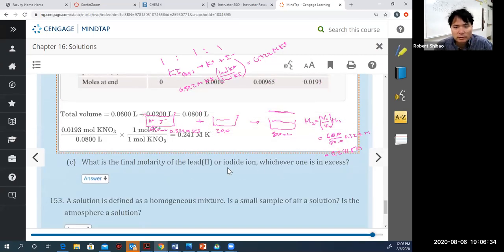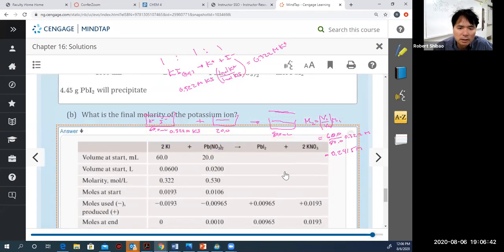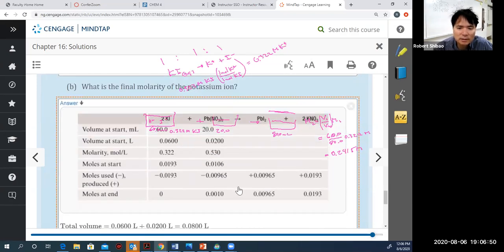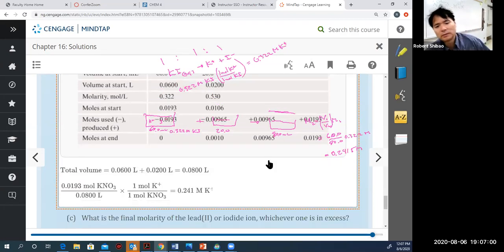What is the final molarity of lead 2 or iodide ion, whichever one is in excess? Which one came out in excess? The KI was the limiting reagent. The lead 2 nitrate was the excess reagent. You could use a table like this as well to figure out the molarity at the end. I do the solution dilution right at the beginning. They didn't. They did a mole table.